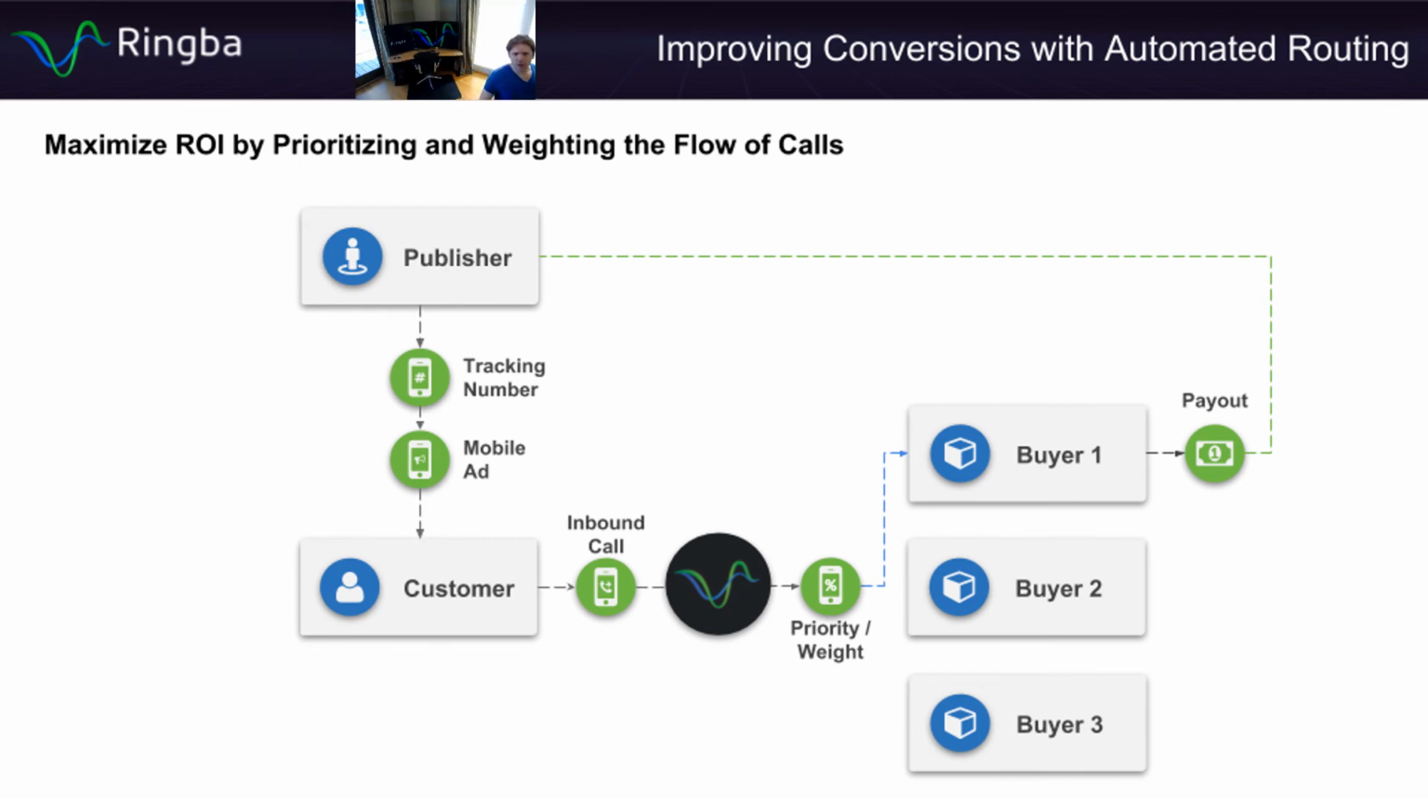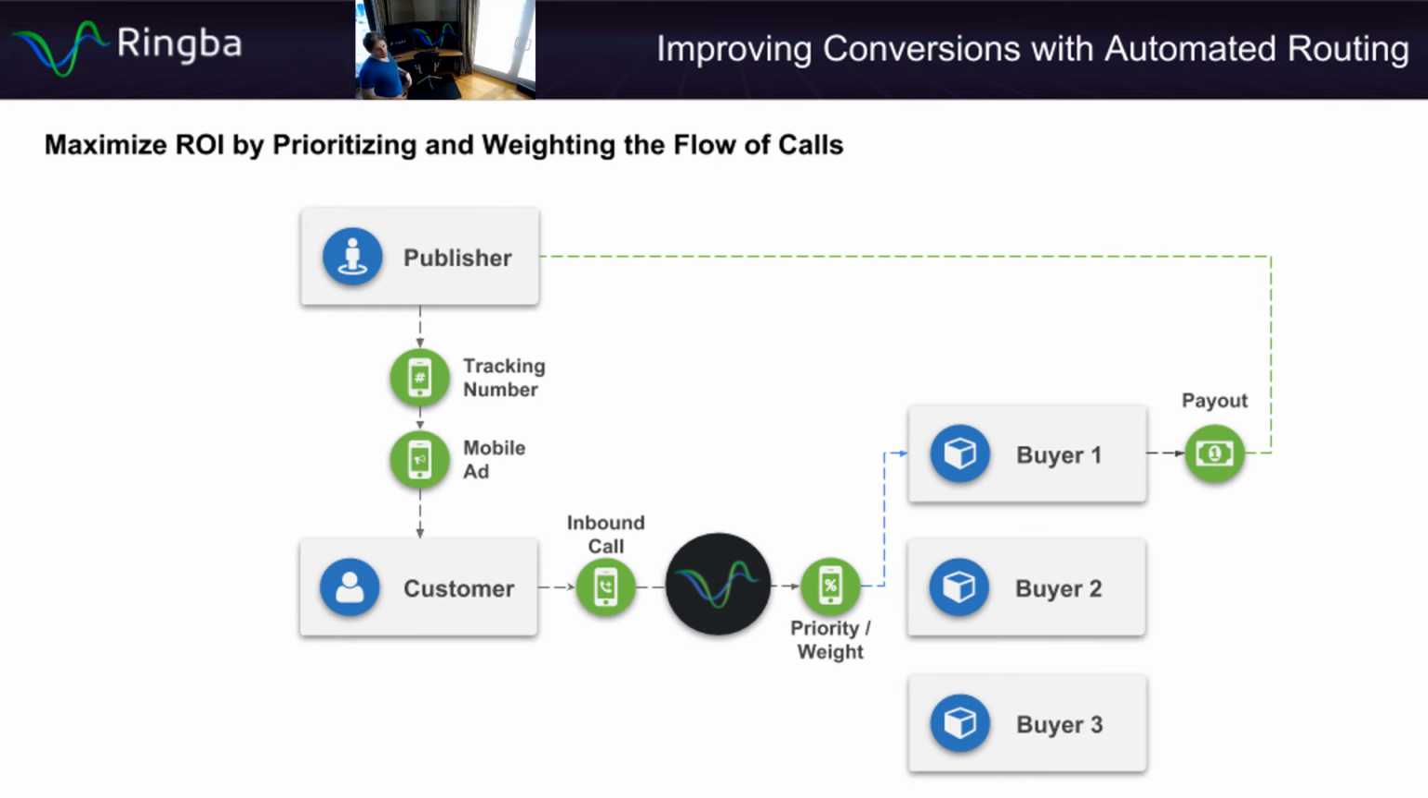A publisher, or you perhaps, are going to get your tracking number and place your advertisement somewhere, probably a mobile advertisement or a click-to-call ad. A customer is going to see that advertisement, pick up the phone, and dial a number. That's going to go through your call tracking platform, and your call tracking platform is going to prioritize the route of that call. For whatever reason, buyer 1 had a higher priority than buyer 2 and buyer 3, and so they got the phone call. Payout comes back from them to you. Whether there's a network or a broker in there doesn't necessarily matter a whole lot. The point is, buyer 1 was prioritized over the others.